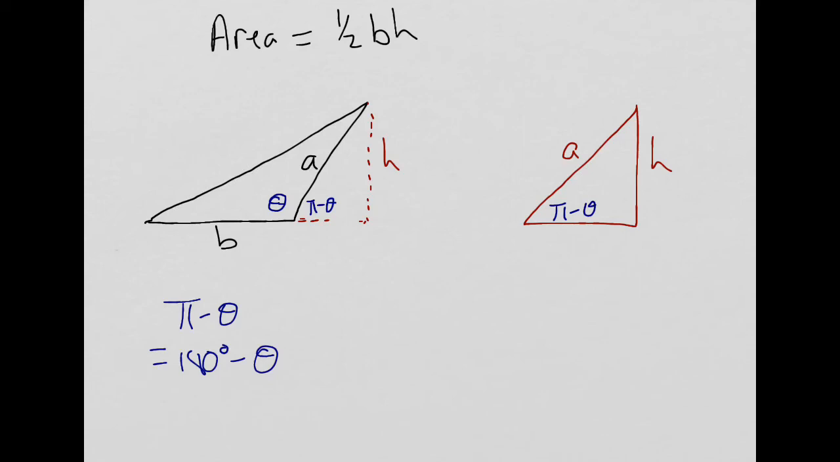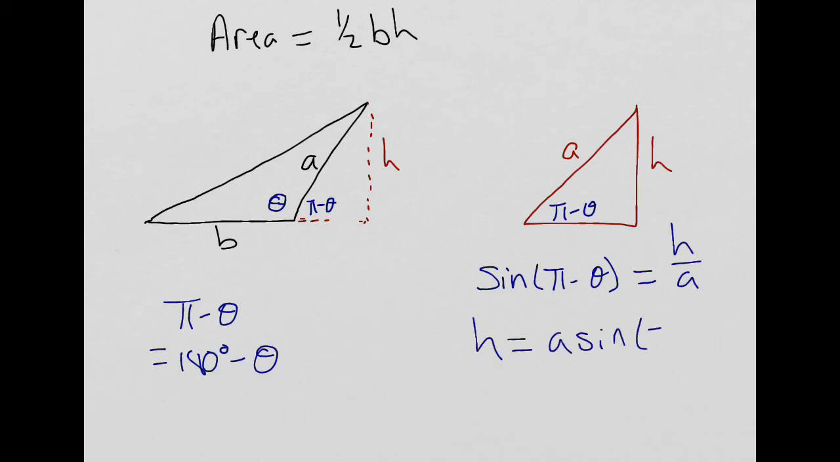So, using SOHCAHTOA, I'm left with sine of pi minus theta equals opposite over hypotenuse, h over a. So the height equals a times sine of pi minus theta. And so the area up here can be rewritten as 1/2 base times a times sine of pi minus theta.